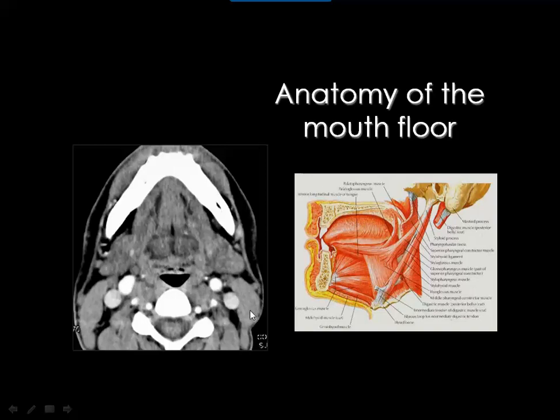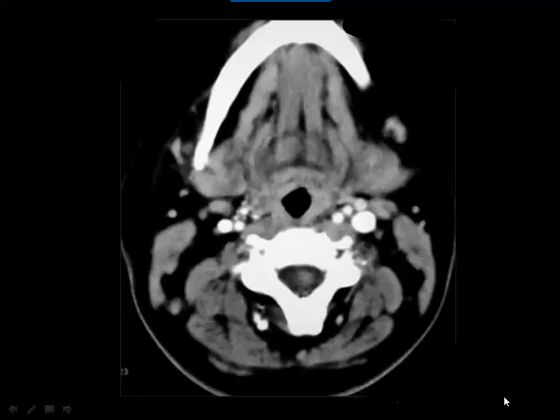This is the sternocleidomastoid muscle on both sides. This is the right one, and this is the left one. Of course, you see the carotid and the internal jugular vessels. Once more, this is GG, which is a very important anatomic landmark in the mouth floor.